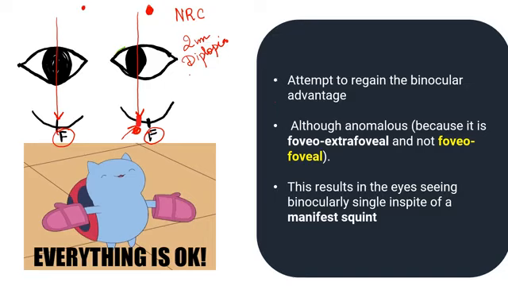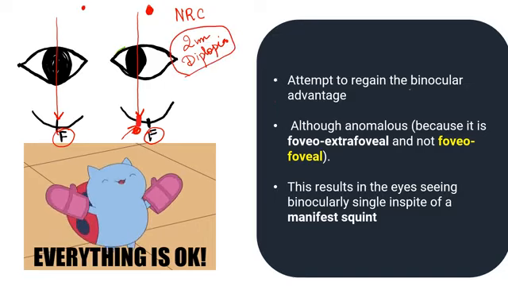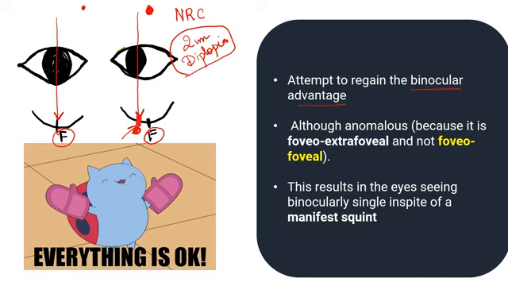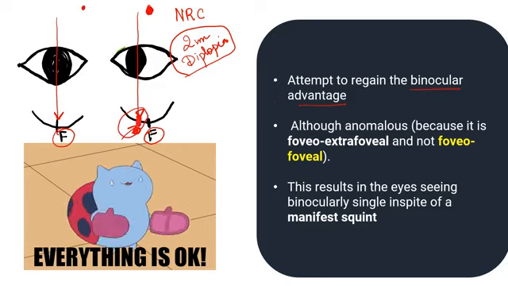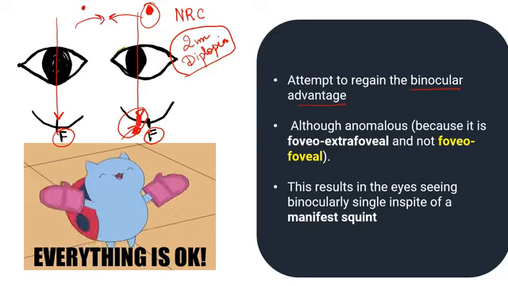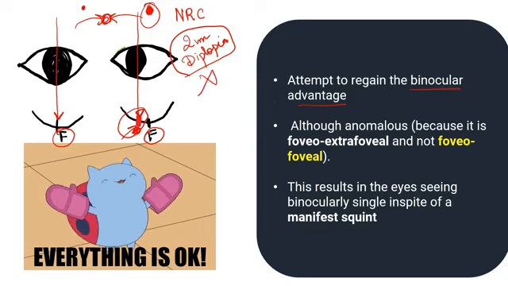However, as a protective mechanism or as an attempt to regain that advantage of binocular single vision, what happens in these immature visual systems is that the fovea is going to now start developing correspondence with this extrafoveal point, and now this image is going to be localized to the same spot and there will be no diplopia. Okay, so this is actually a hint.